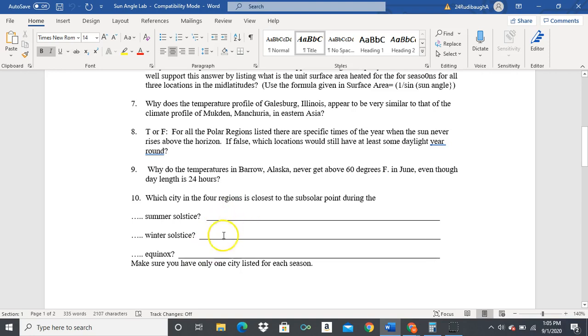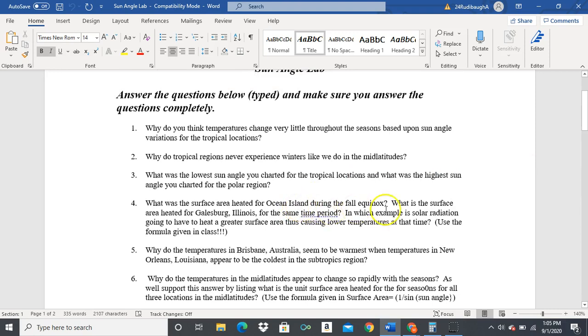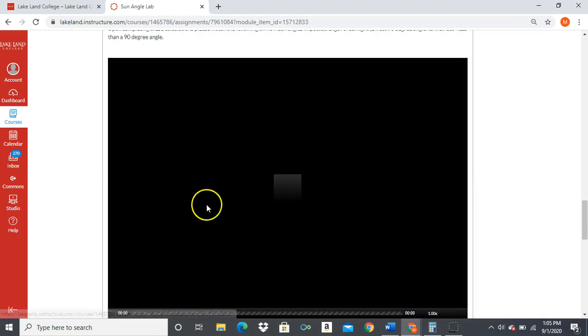So for example, if you know during the equinox the sun is directly overhead the equator, you should be targeting a city that probably is the closest as possible in latitude near the equator. Now I want to go back to questions 4 and 6. In questions 4 and 6, they get back to understanding of a concept that is called the surface area heated. And that goes back to this animation right here.